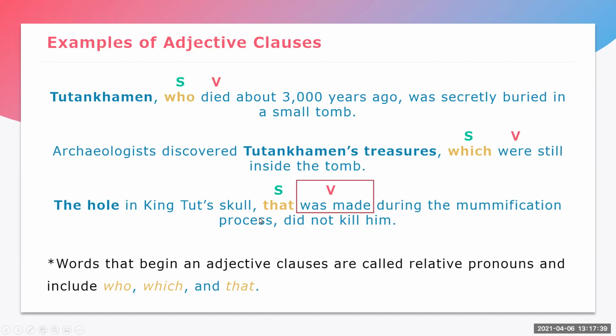So in this video, we're going to take a look at adjective clauses that begin with these three pronouns: who, which, and that. When these pronouns are used in adjective clauses, they're called relative pronouns. Who is used to refer to people, and which and that are used to refer to things.